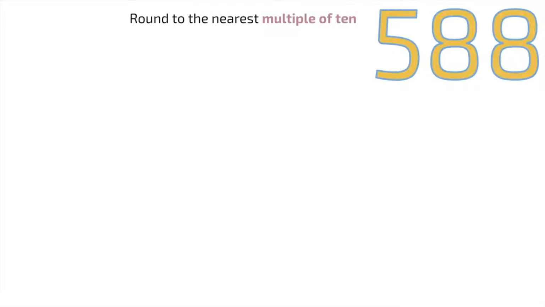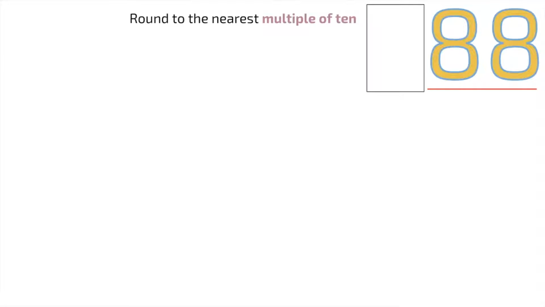588. We're rounding it to the nearest 10, so I need to underline everything up to the tens place. And since I'm not using that 500 right now, I'm going to use my high-tech digit blocker and put it out of view. I need to come up with my number line.